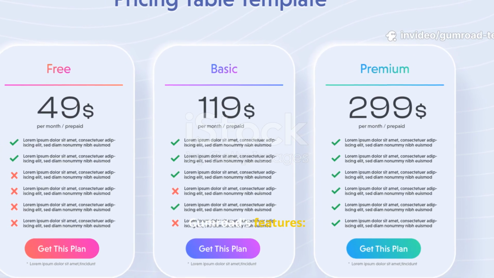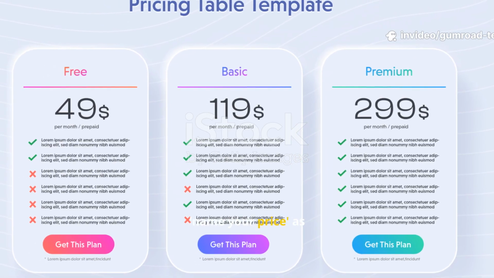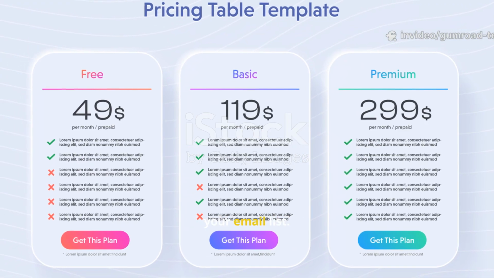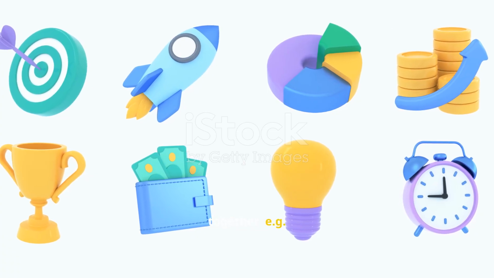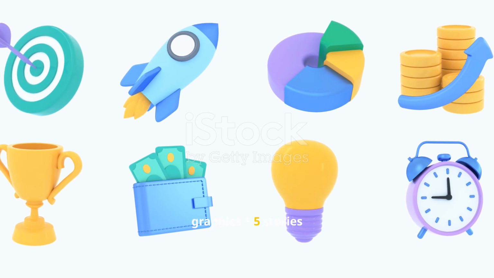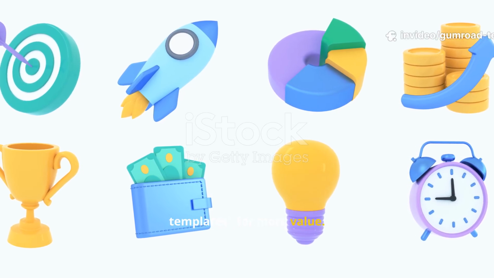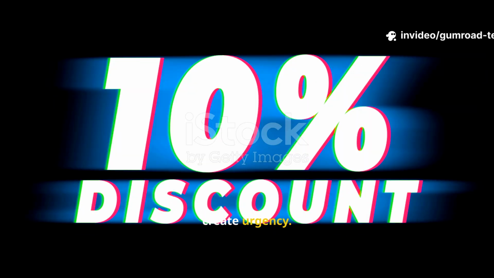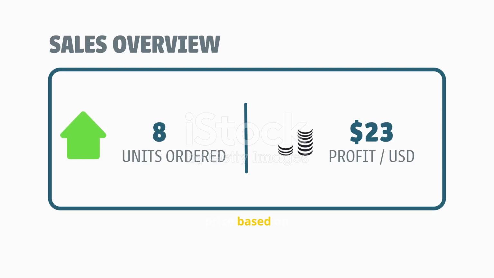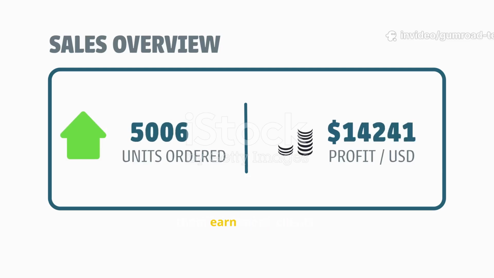Gumroad's features: use pay what you want or name your price as a strategy for freebies or building your email list. Bundles: package multiple templates together. For example, 5 social media graphics plus 5 stories templates for more value. Discounts: early bird, launch pricing. Create urgency. Use coupon codes, limited time bundles. Most importantly, price based on perceived value. If your template saves someone lots of time or helps them earn more, clients, etc., price higher.